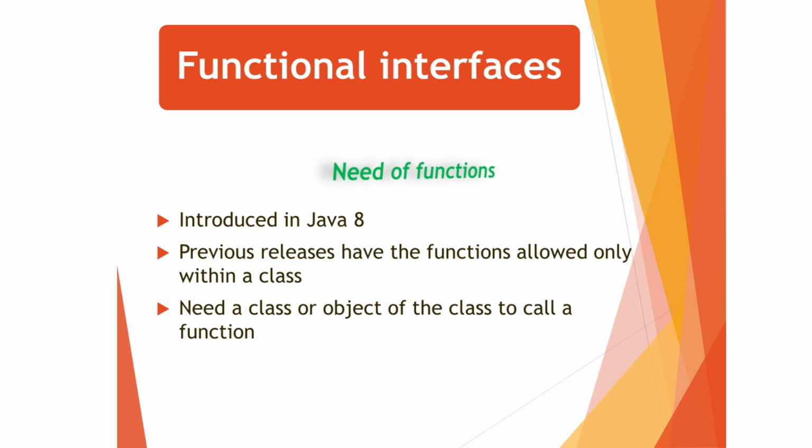Until Java 7, Java functions or methods were restricted to being defined only within a class. To call any function in previous Java releases up to Java 7, you typically require an instance of a class or the class itself. This means you need to create an object of the class to invoke its instance method, and the static methods could be invoked with the help of the class.